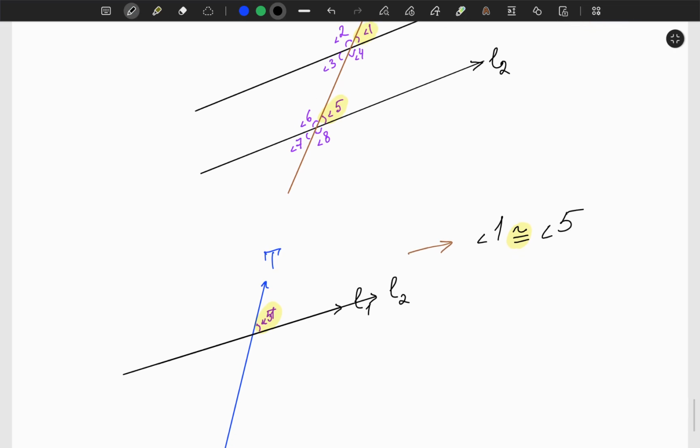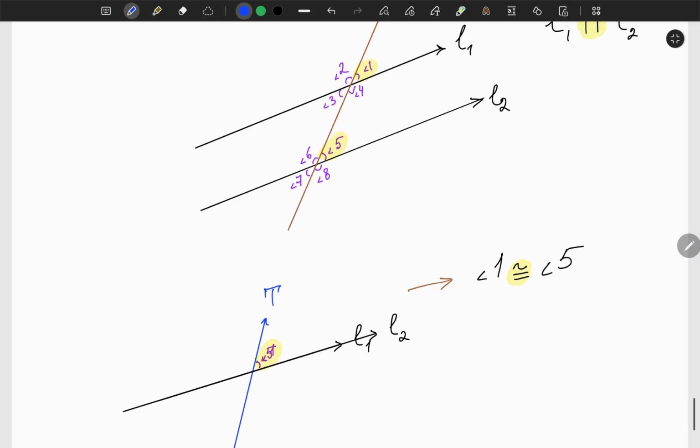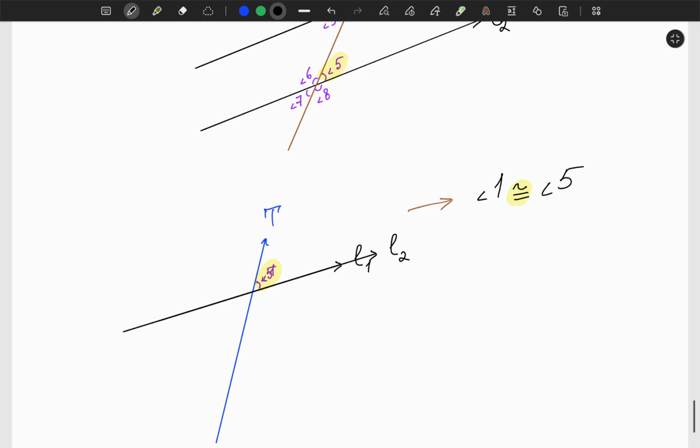Similarly, we can say the same about angle 2 with angle 6, angle 3 with angle 7, and angle 4 with angle 8. This postulate is called the consecutive angles postulate: consecutive angles are congruent. Using this consecutive angles postulate, we're going to prove some other theorems.